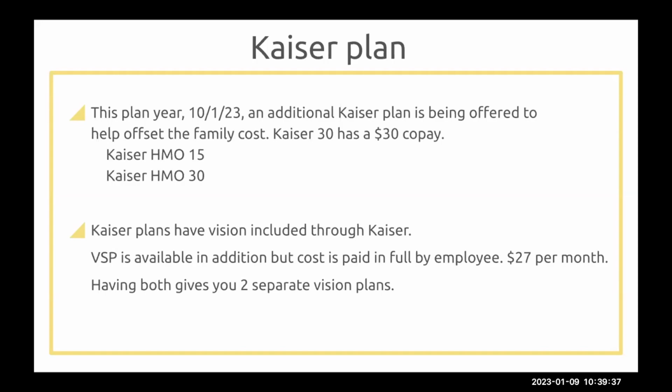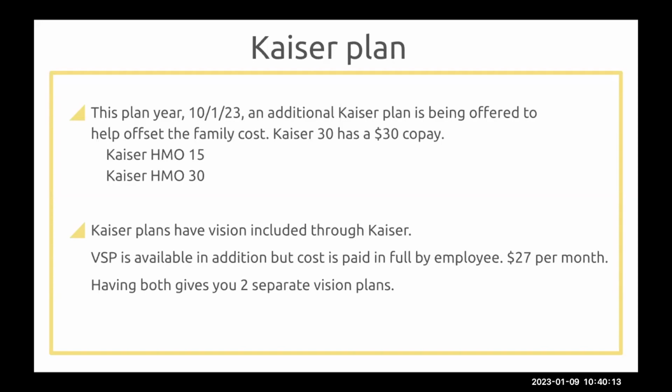And you can look at that there. We brought that in because the cost of Kaiser went up dramatically this year for the family plan. So that's the main reason we tried to bring this in, to offer another additional option to have it a little bit less. I just want to touch on the vision again for Kaiser, that you have vision included through Kaiser, and that if you would like to enroll in VSP, this is in addition to your vision coverage. You are able to still use your vision coverage through Kaiser if you enroll in this VSP. So the cost is $27 per month for that.